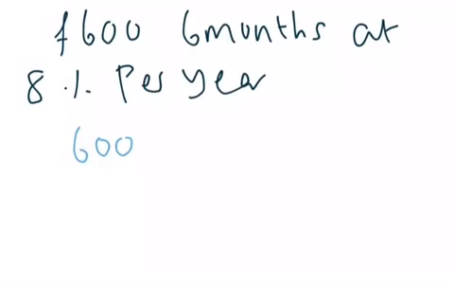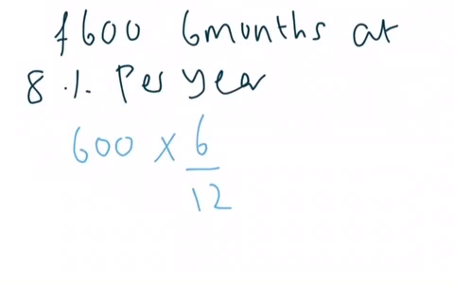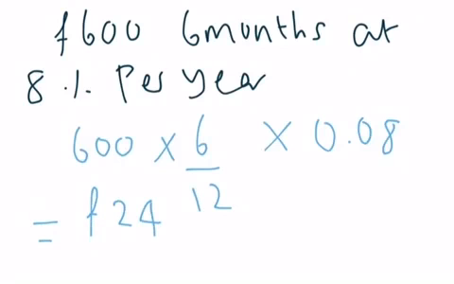Well, this is 6 months, so this is half a year. So I can write this as 6 over 12, so 6 months out of the full year, which is 12 months, multiplied by the interest per year. So that is times 8%. So if I write that out as a decimal, it's 0.08, that's 8%. Now I just plug that into a calculator, and that will give me £24. So that means in 6 months, if I put £600 in an account or in an investment, and I earn 8% per annum, after 6 months I'm going to have £24 in interest.